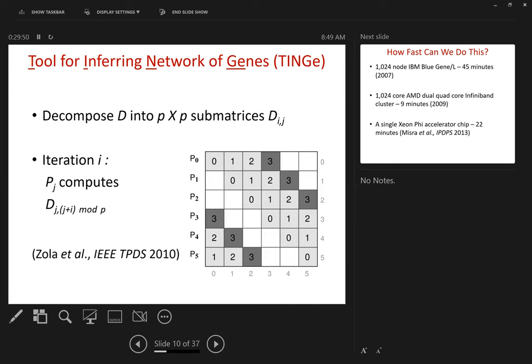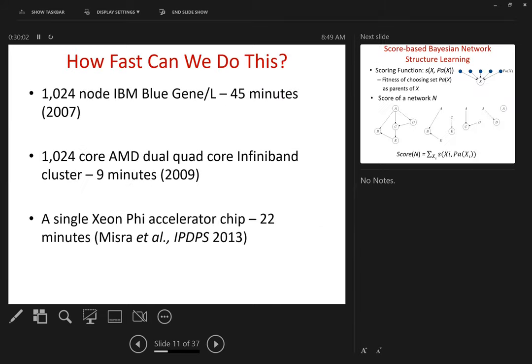So we programmed this. With this parallel algorithm, we developed a software called TINCH, which stands for Tool for Inferring Networks of Genes. How fast can you infer genome scale networks on this? We were trying to build Arabidopsis thaliana networks at that time from 11,760 gene expression experiments.